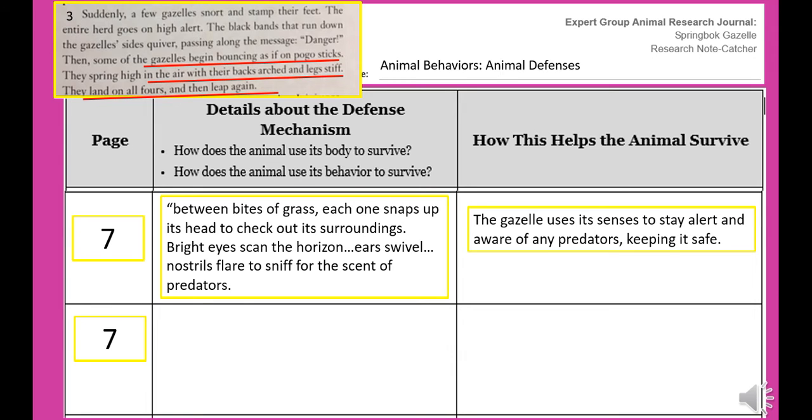The gazelles begin bouncing as if on pogo sticks. They spring high in the air with their backs arched and legs stiff. They land on all fours, then leap again.